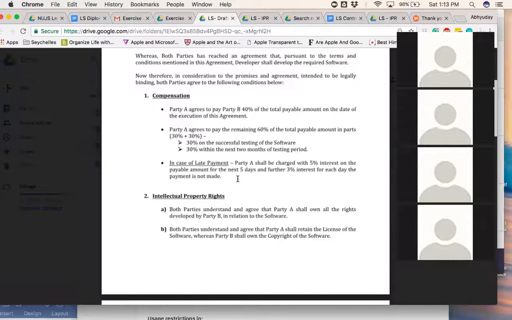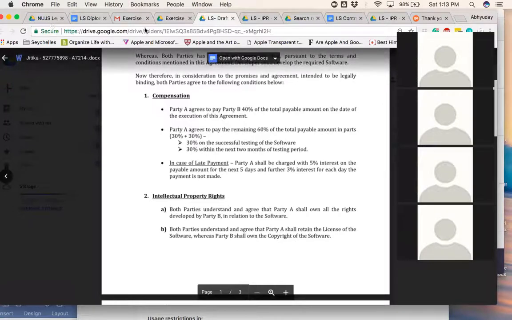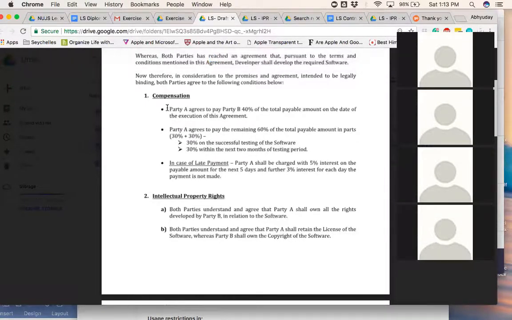So what I suggest you do is keep a placeholder for it. You understood? So you create that X amount, dash amount shall be payable for development of the software. And that you can define, you can call it in brackets consideration amount. Then you can say 40% of the consideration amount will be payable on the date of execution.